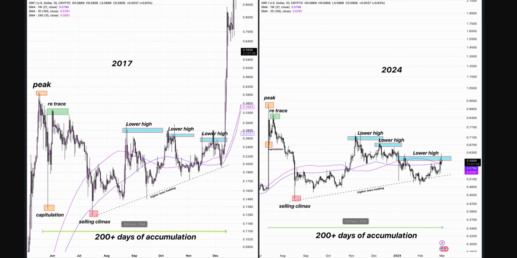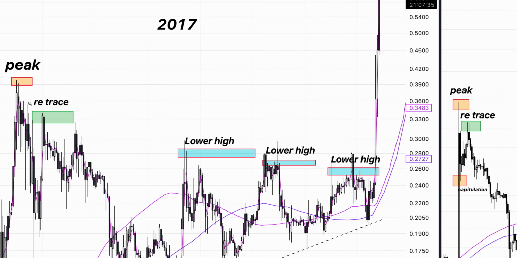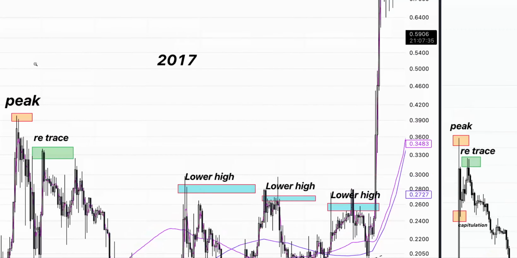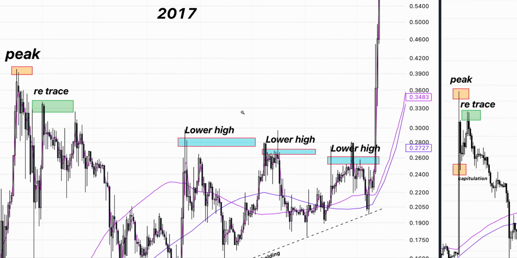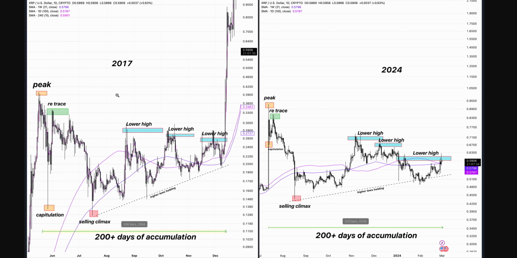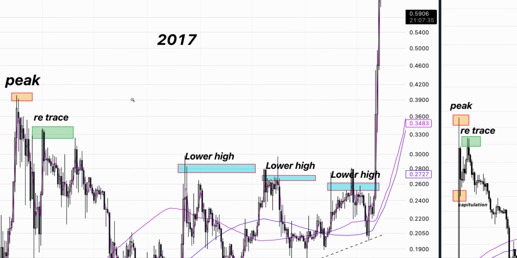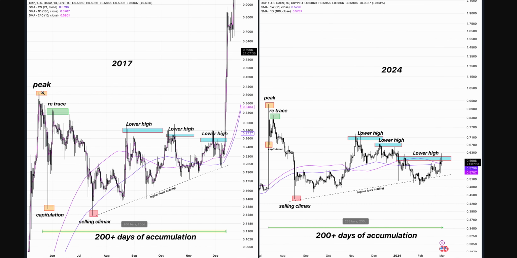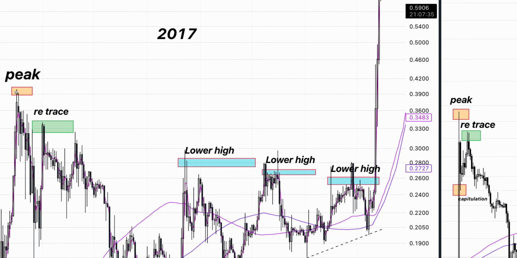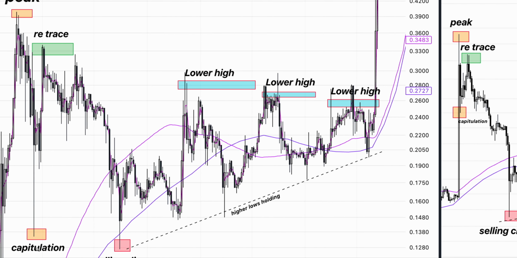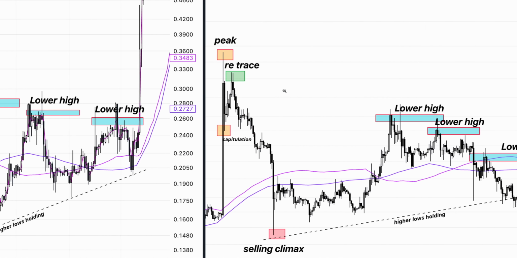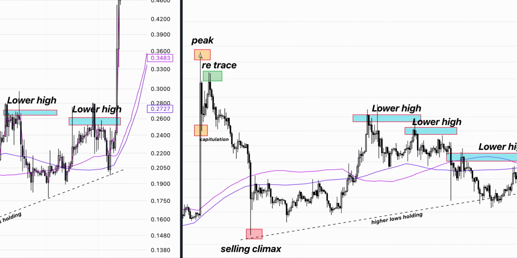So you see in 2017, we had our peak, right? Now remember, in 2017, on the left side of this chart, the wicks are going to be more crazy because there was less liquidity, so there's going to be more crazy price swings. But what I want you to pay attention to right now is just the structure that I'm trying to show you. So what you have over here is your peak, okay? Then you have your capitulation and then a retrace. Right now, from 93 cent, we had our peak, we had our capitulation, and then our retrace.